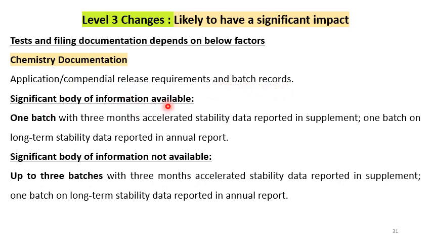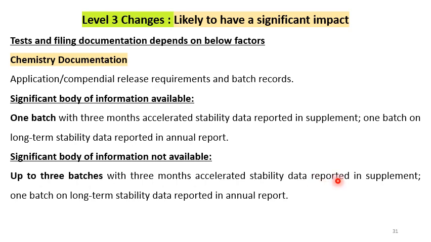Significant body of information. That means the stability data of the commercial production batches, if it is available. One batch with 3-month accelerated stability data is reported in supplement. One batch on long-term stability data reported in the annual report. And if it is not available, that means significant body of information is not available, then up to 3 batches with 3-month accelerated stability data is reported in the supplement. That means prior approval supplement.